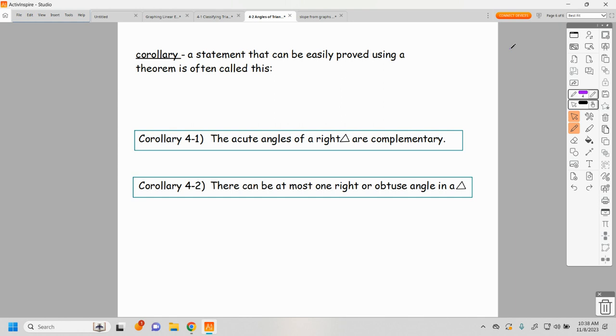Now, corollary 2: there must be at most one right or one obtuse angle in a triangle. Once again, obtuse or right has to be 90 or above. Y'all, if there were 2 obtuse angles, you would have a negative third angle. If there were 2 right angles, you would have a negative third angle. That's impossible. All right, so that's why they're corollaries.